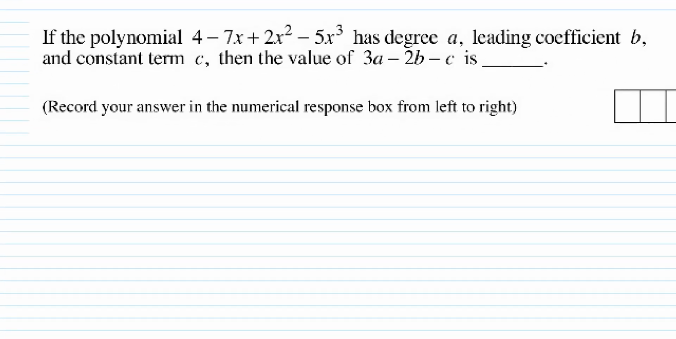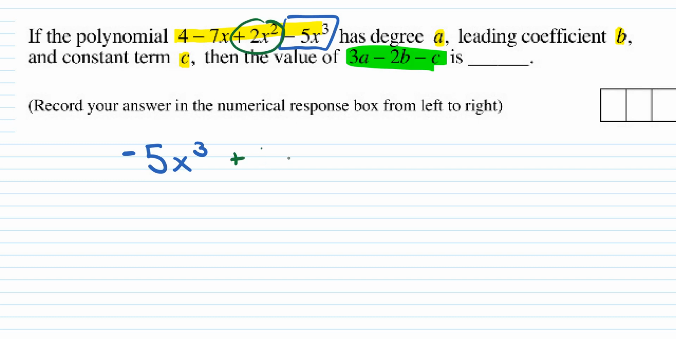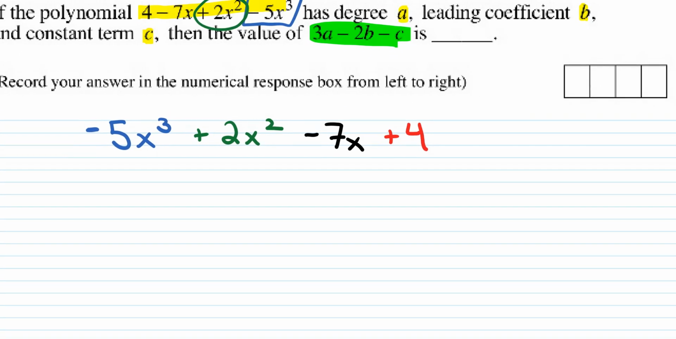So this question had a lot of vocabulary, but there's also some operations as well. So if this polynomial is written out like this, the degree is the a variable, the leading coefficient is b, and the constant term is c, and we need to find this particular expression right here. Okay, the very first thing we have to do is rearrange this with the highest powers first. So the highest power I see is this negative 5x cubed, and then the second highest power is this positive 2x squared. And then we have the minus 7x, and the constant always goes at the very end. So the constant there is plus 4. So we got to rearrange that.